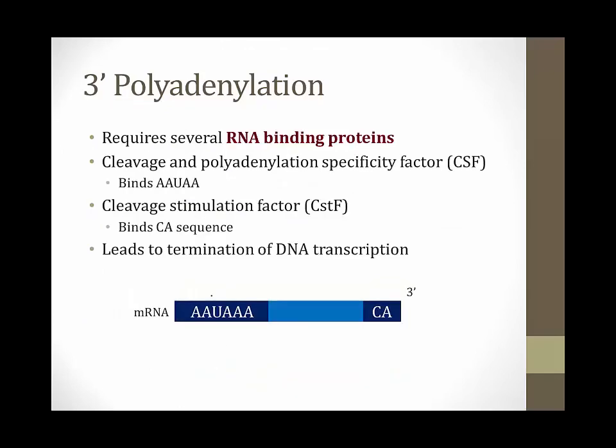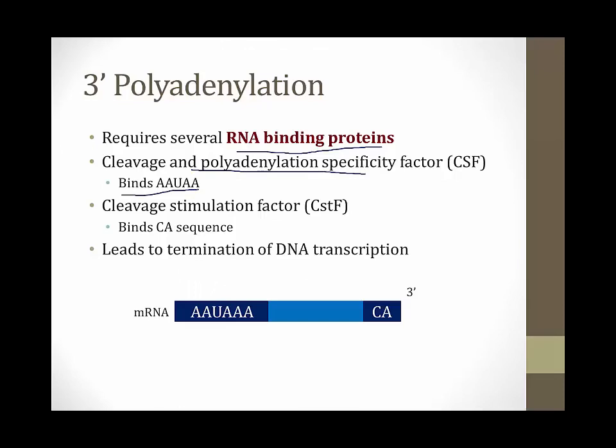When this sequence shown at the bottom of the screen is encountered in a piece of RNA, that triggers the process of 3' polyadenylation. This process requires several RNA binding proteins. One of them is called CPSF, which stands for cleavage and polyadenylation specificity factor. This is what binds to the polyadenylation sequence AAU-AAA.